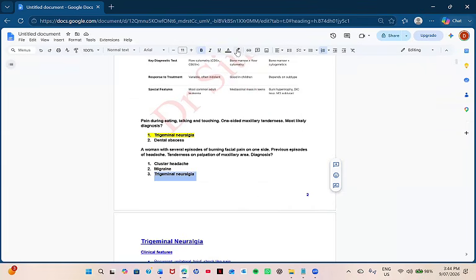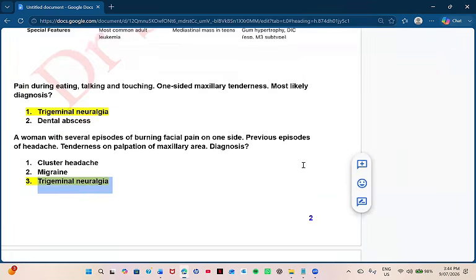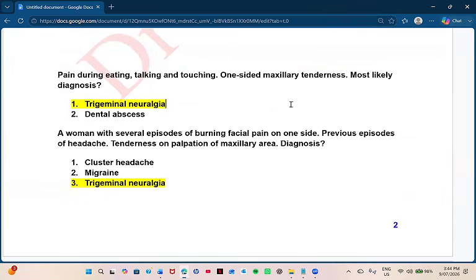Now tell me how cluster headache presents. Quickly give me an idea of the clinical features. Tell me, doctors, what are the features of cluster headache?